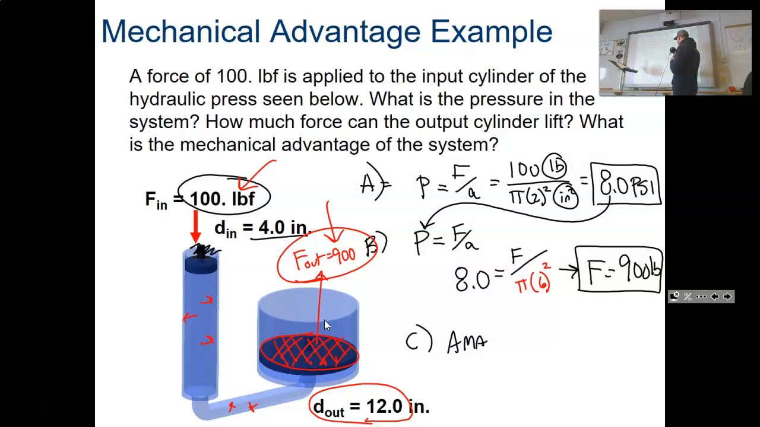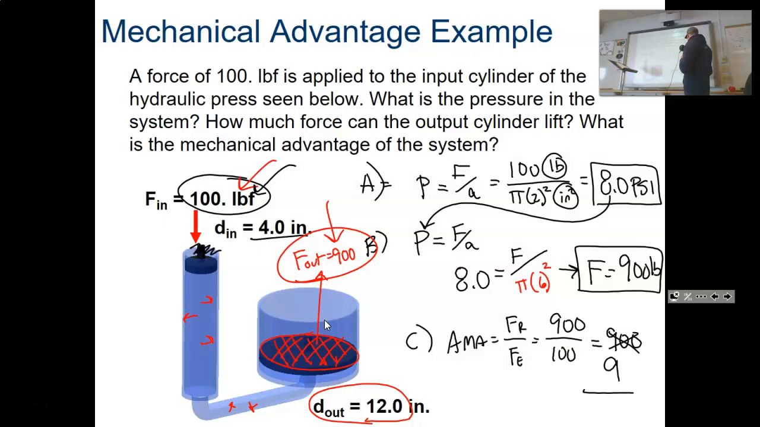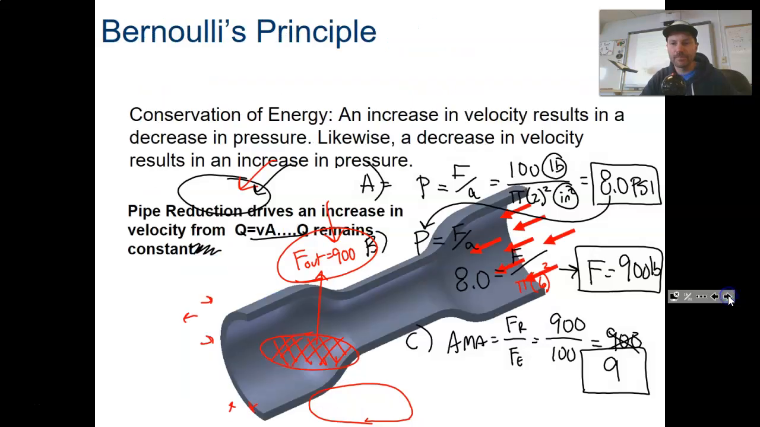Part C says, what's the mechanical advantage? AMA equals FR over FE. The force of resistance is 900, and the force that I am exerting is 100. So my mechanical advantage, assuming that's 100% efficient, is 9. That's how these things work as simple machines.